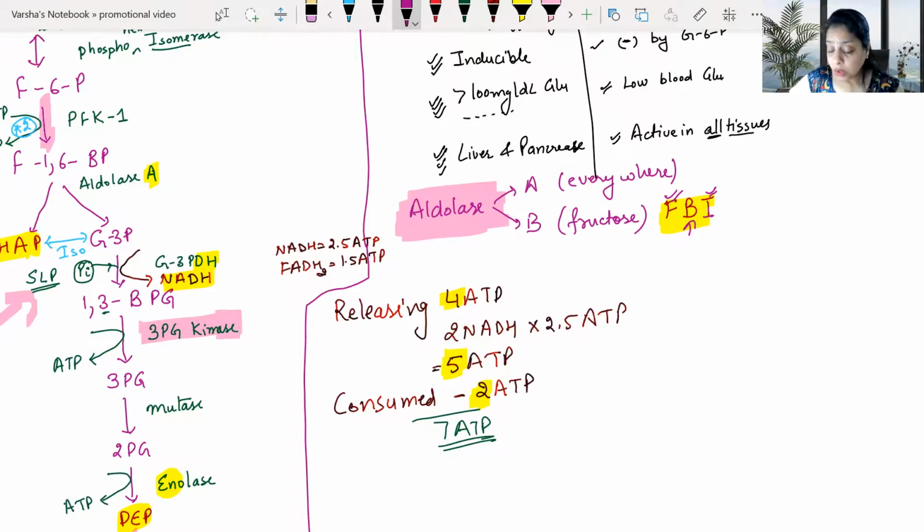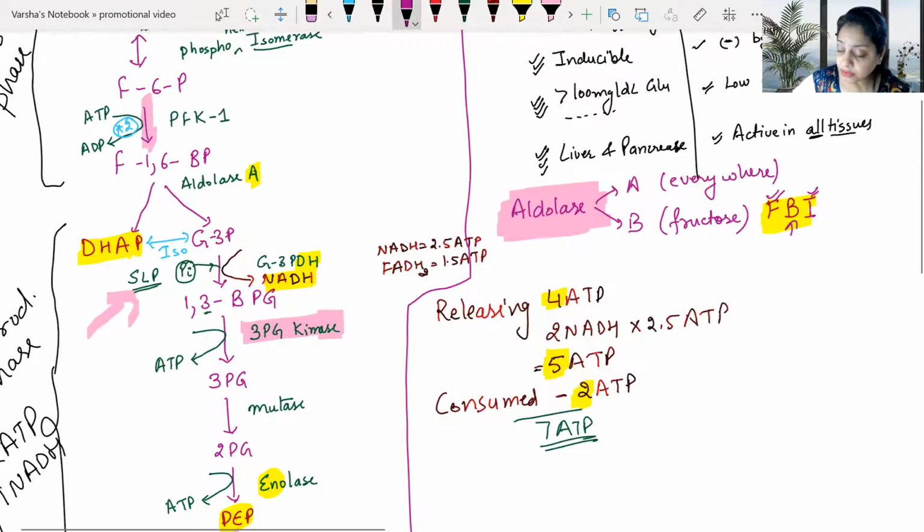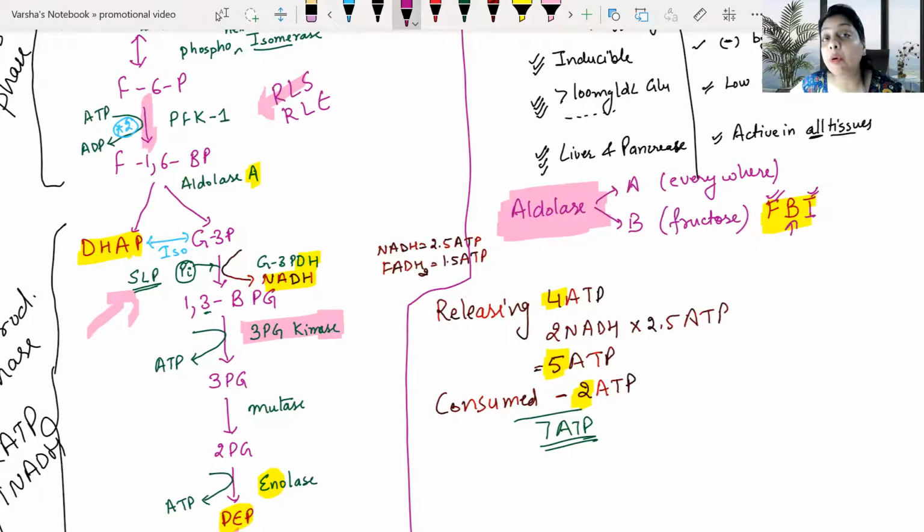Very good. Now, another important aspect of glycolysis: PFK1 is your rate limiting step and the rate limiting enzyme of glycolysis. This is a very important question from the examination point of view. Rate limiting step and rate limiting enzyme. And I'm telling you, there are two isomers of phosphofructokinase, phosphofructokinase 1 and phosphofructokinase 2.